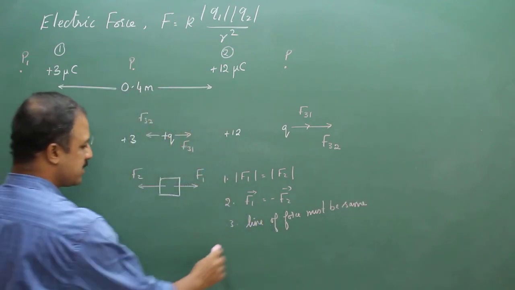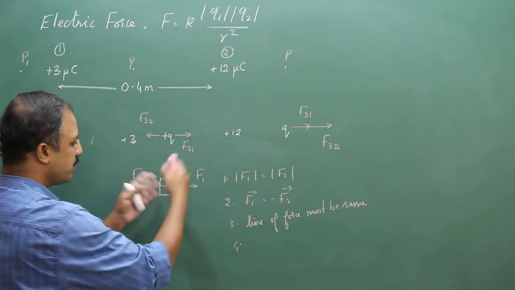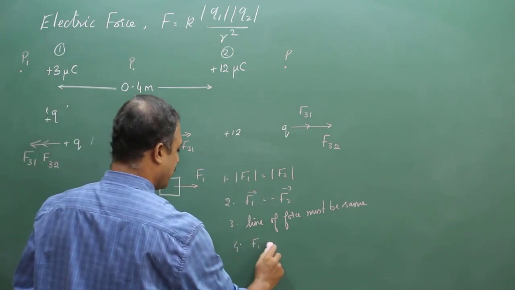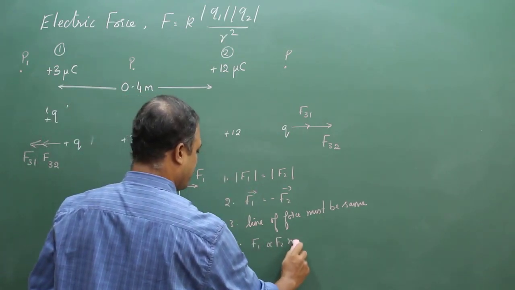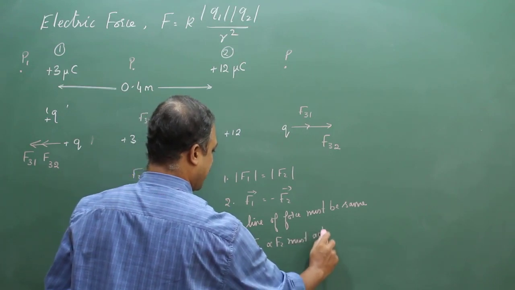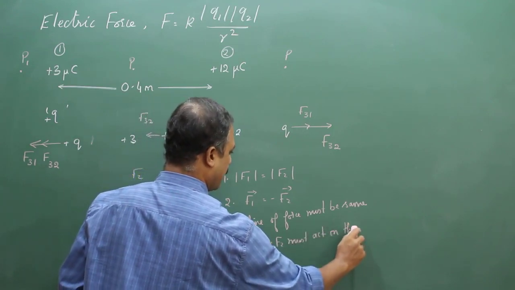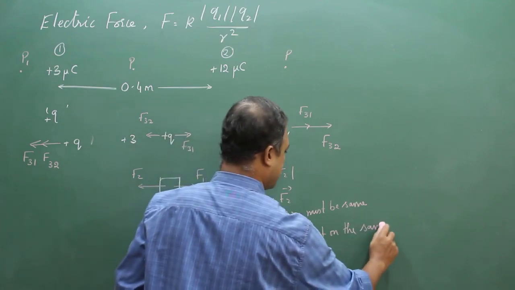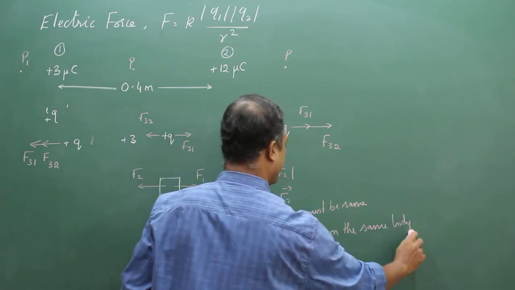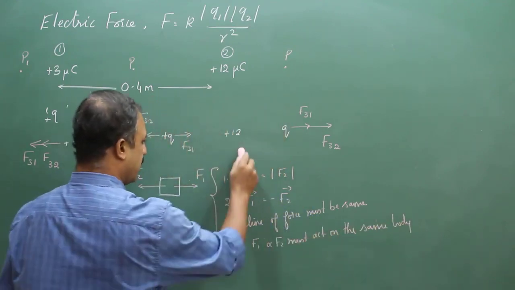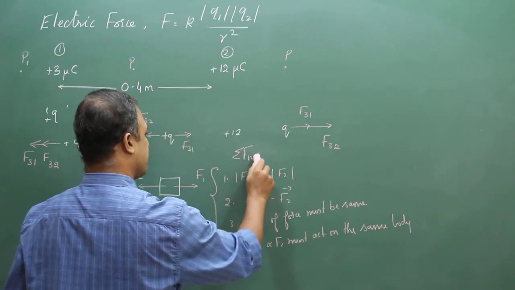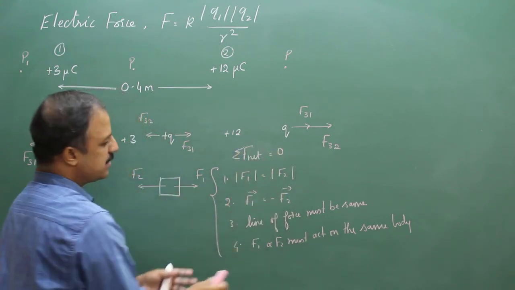And the fourth condition, both the forces must act on the same body. F1 and F2 must act on the same body. Now this is a very important relation here. You need to understand, for net force to become zero, these are the conditions.